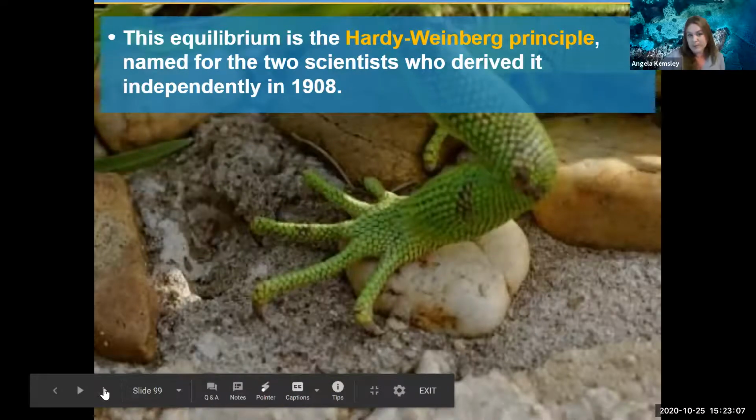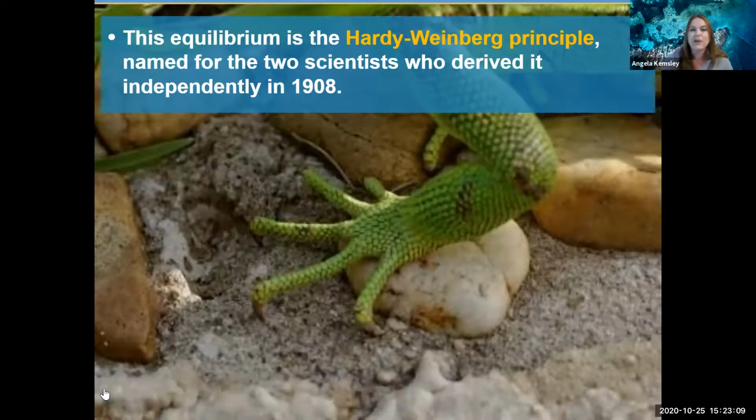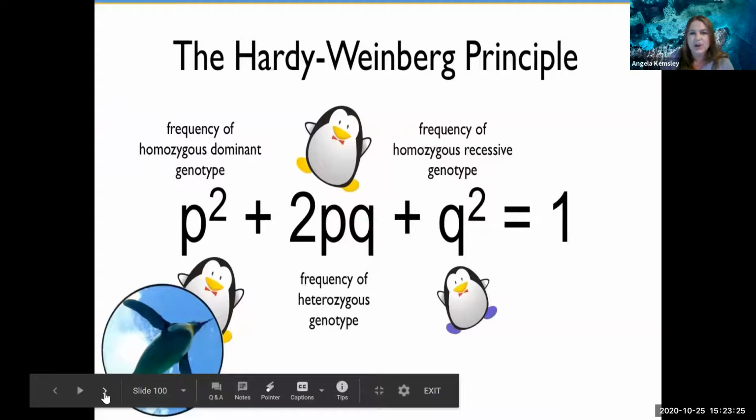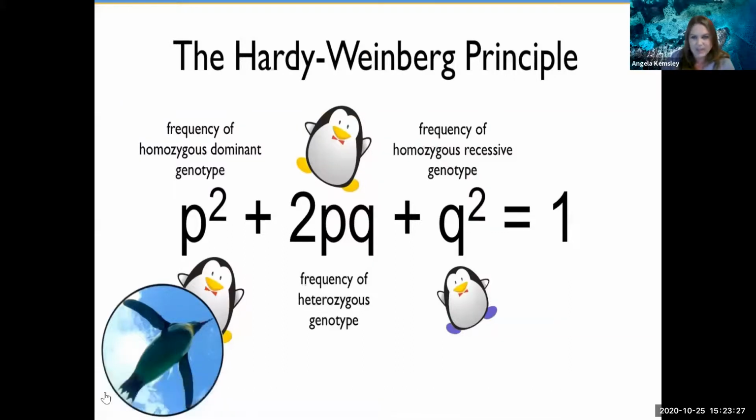So this equilibrium, the fact that things are going to stay the same, the frequencies of alleles in the entire population are not going to change, is known as the Hardy-Weinberg principle. It's named after two scientists, Hardy and Weinberg, because we like naming things after ourselves, who derived it independently in 1908. So this is the Hardy-Weinberg principle. This is the equation here.